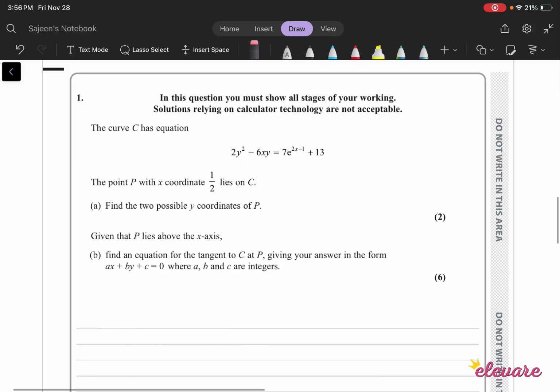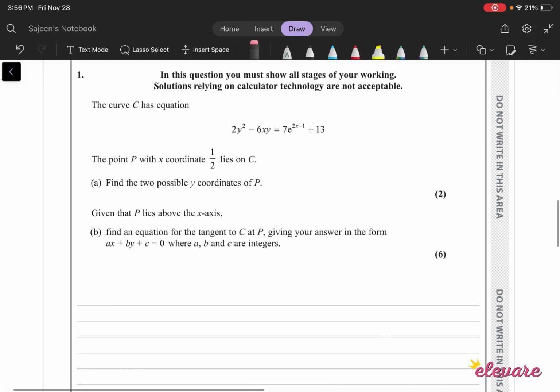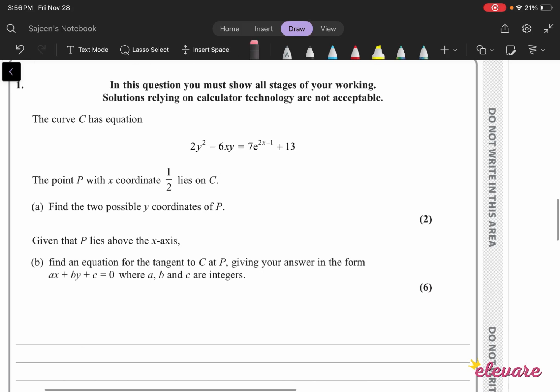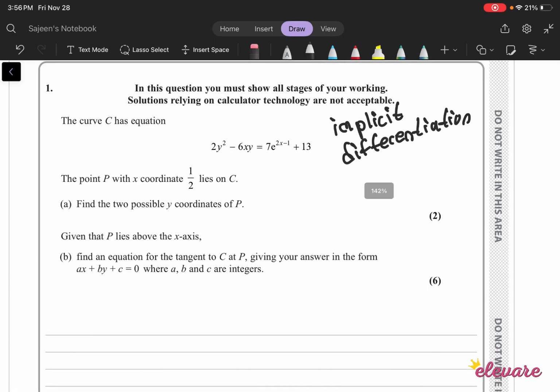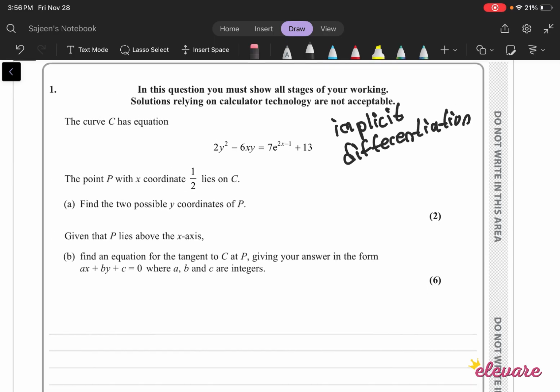আজকে আমরা P3 P4 থেকে একটা টপিকের একটা কোয়েশ্চেন করব. This is a topic from P3 P4 known as implicit differentiation. And এই টপিকটা comes very common in your exams. So today, hopefully, I'm going to solve the question properly. You guys get a very good understanding of how implicit differentiation works.